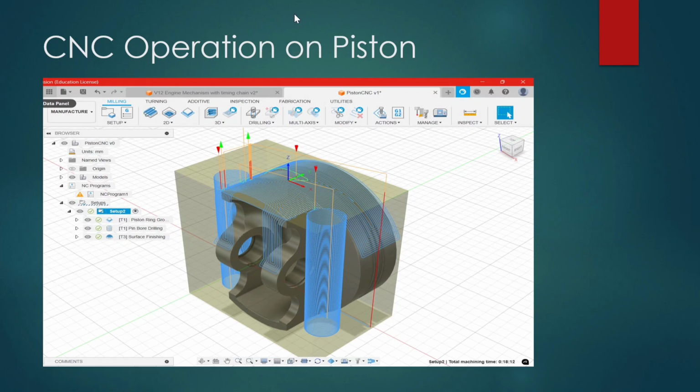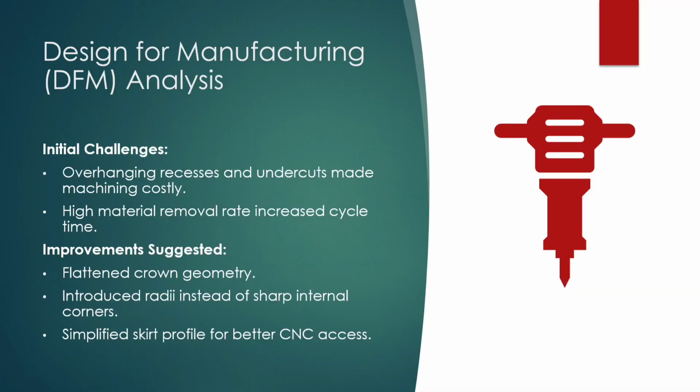The main purpose of the design is to understand the Fusion 360 software, how we design things, how we manufacture them, and how we finally convert our design into a sustainable machining process.